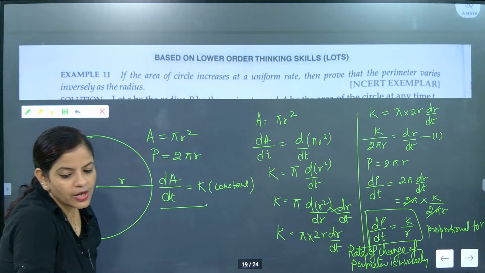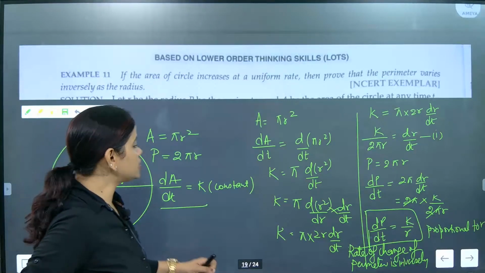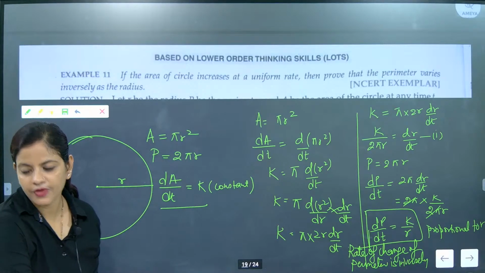Now look here, beta. We'll go for the next one. Now let's go for the next question. Divya, understood, beta? Till here understood?